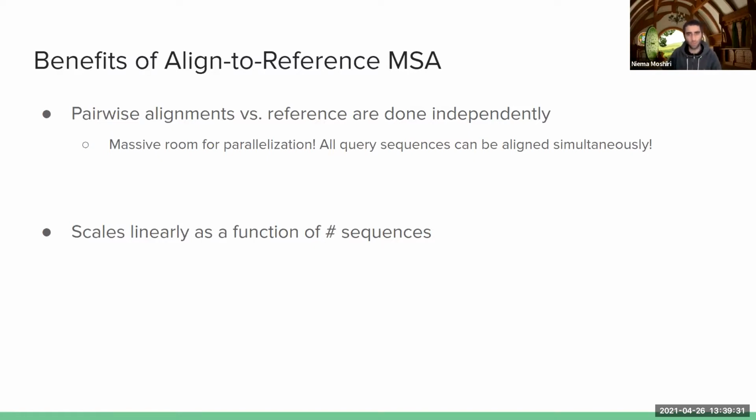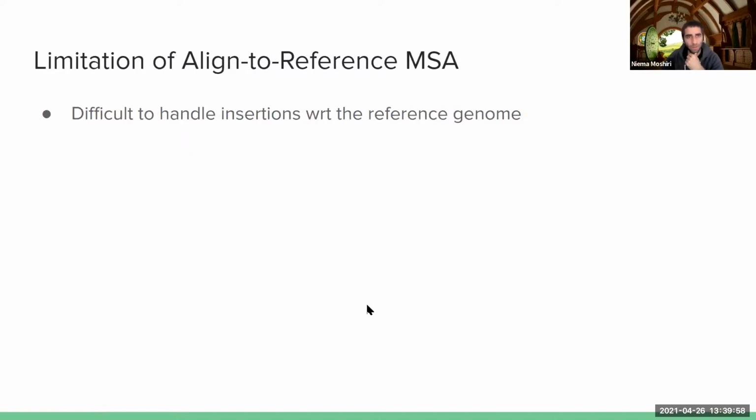The COVID-19 genome is 29,000. That's a constant, right? Maybe it's kind of big, but it's still fixed. Versus the thing that changes as the pandemic goes on is the number of sequences. And this scales linearly. If you double the number of sequences, you double the runtime, which is very nice. You generally can't get better than linear for this type of data analysis problem. So this is much more feasible as the data set size grows.